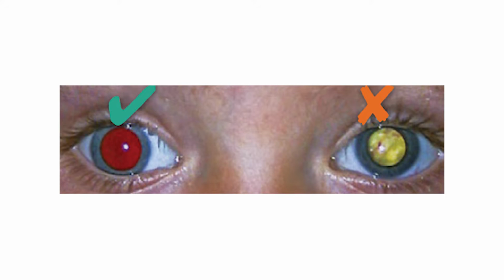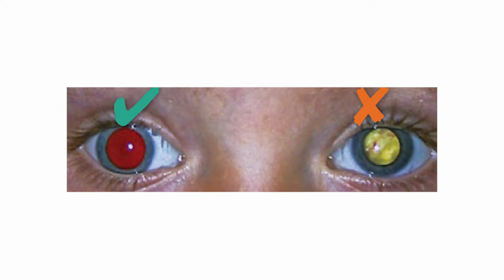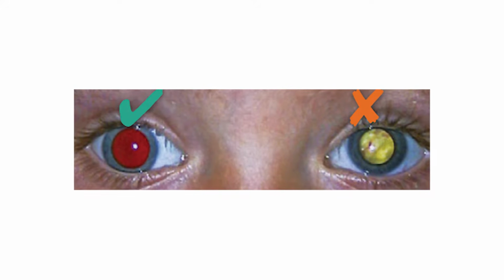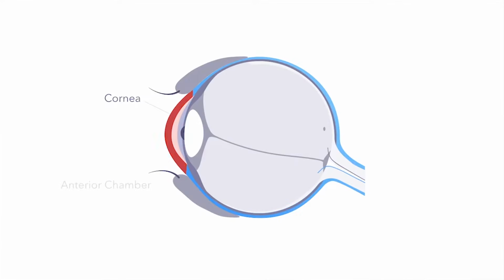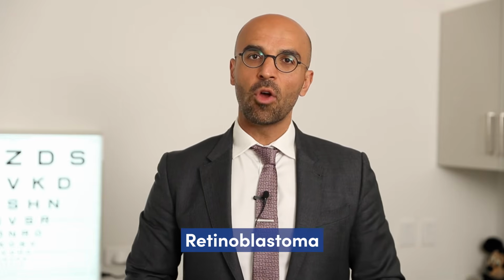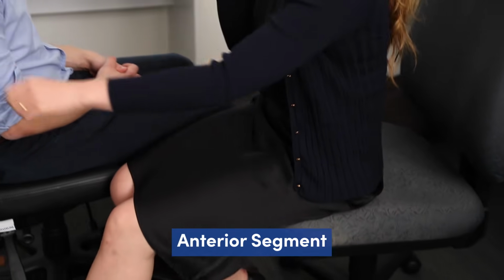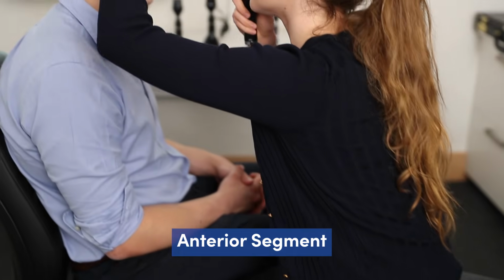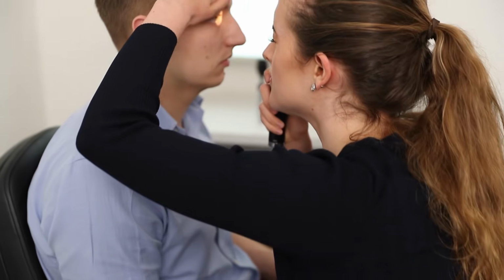An absent or dull red reflex indicates an opacity somewhere in the ocular media, which may be in the cornea, the anterior chamber, the lens, or the vitreous. Beware an absent or dull red reflex in a newborn baby or infant. This requires an urgent referral to ophthalmology because it may be due to a rare but serious intraocular tumor known as retinoblastoma.